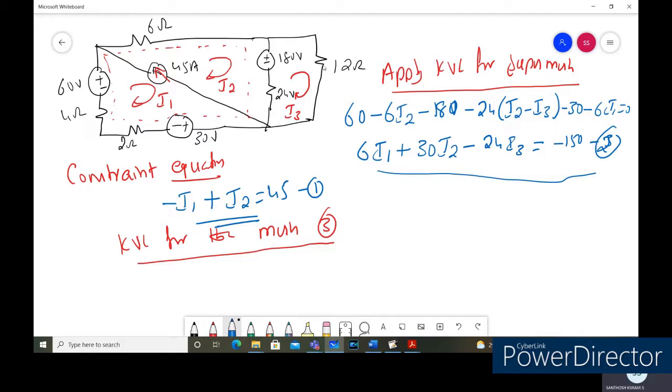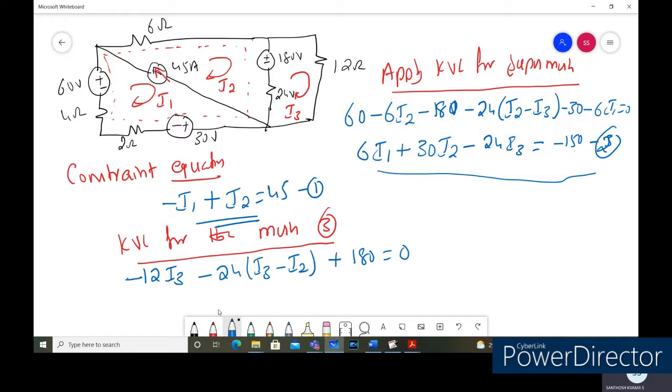So in order to apply the KVL, we'll start from the 12 ohm resistor. So it is minus 12 into I3, and here let us come to 24 ohms. Two currents are flowing, I3 and I2. So when applying the KVL, it is the mesh 3 current, so minus 24 into (I3 minus I2), the mesh 3 current minus the mesh 2 current. And here the current entering negative, leaving positive, it's a rise in the voltage, plus 180 is equal to 0.